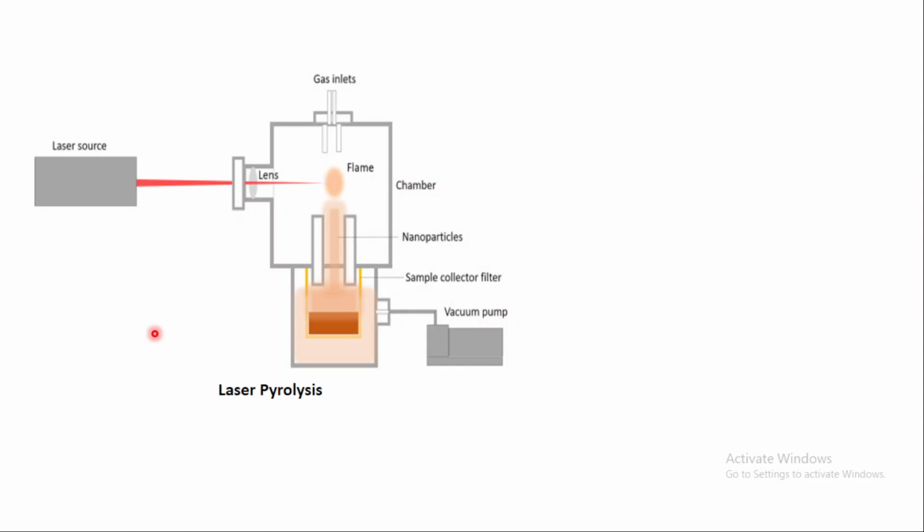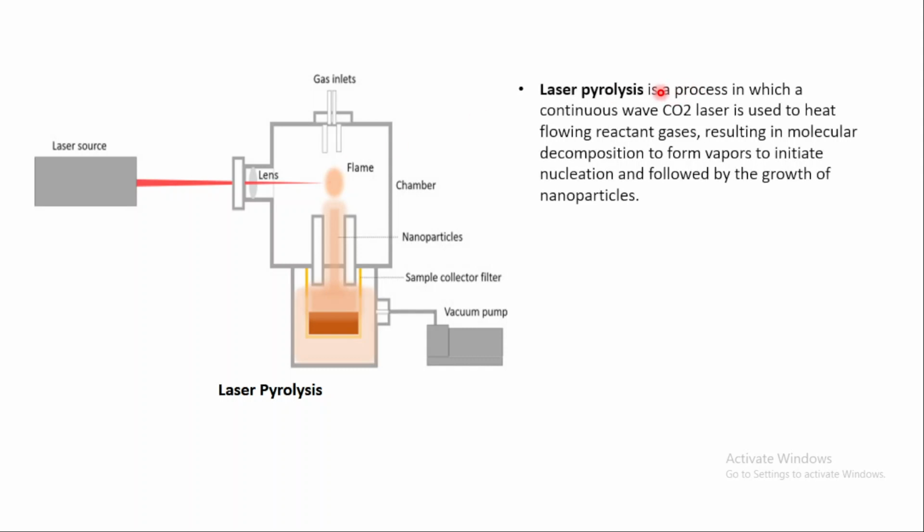So here is a schematic showing the arrangement of laser pyrolysis setup, in which we have a laser source here. Generally, it is a carbon dioxide laser set. This laser then passes through the lens, and here at the intersection, there are some gas inlets which will let in the gas, like carbon dioxide, as I mentioned.